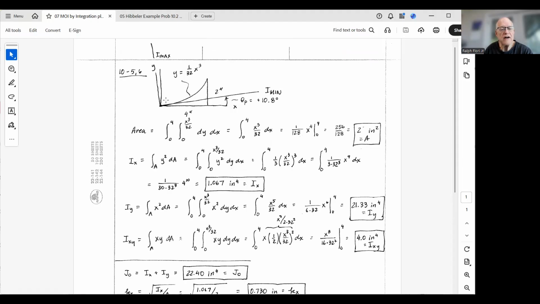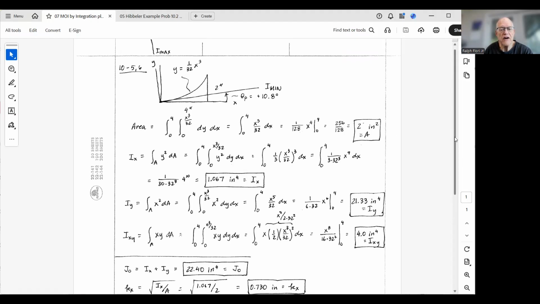So basically for this area, we're going to find the area, which I think I probably did just to practice setting up the integral. So just choosing a dA, dy, dx, integrating y from 0 to 1 over 32 x cubed, and integrating x from 0 to 4. The area actually is 2 square inches. Ix is the same integral, except now we put a y squared in there. And Ix is 1.067 inches to the fourth.